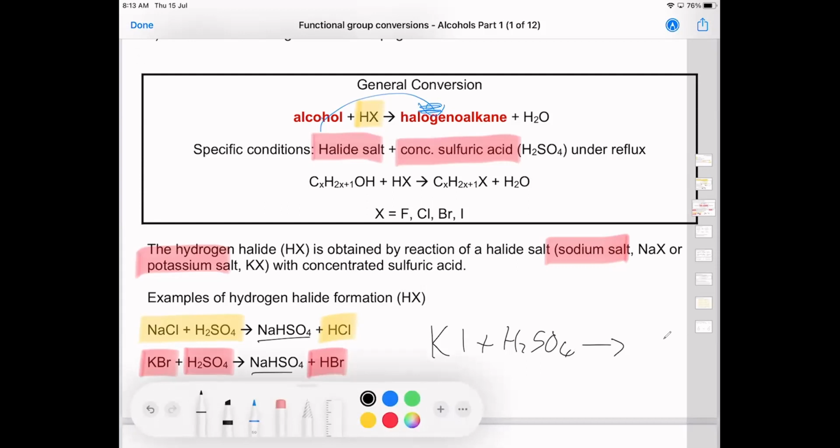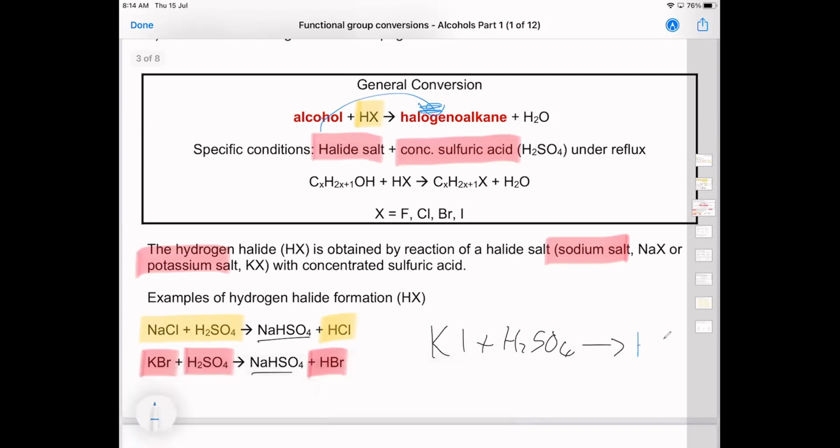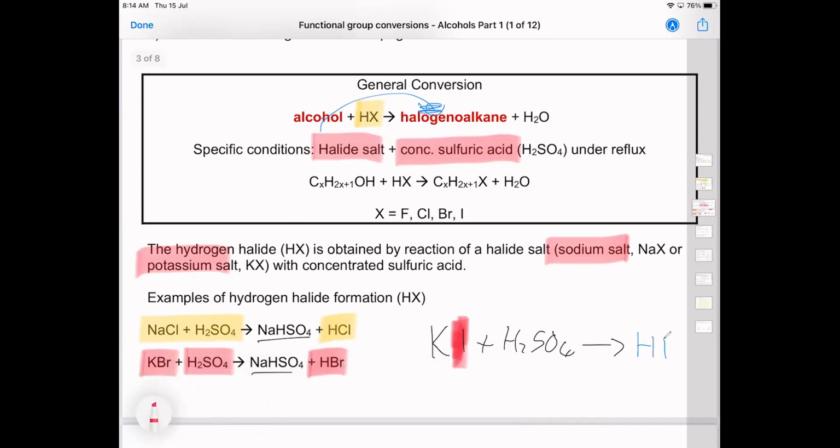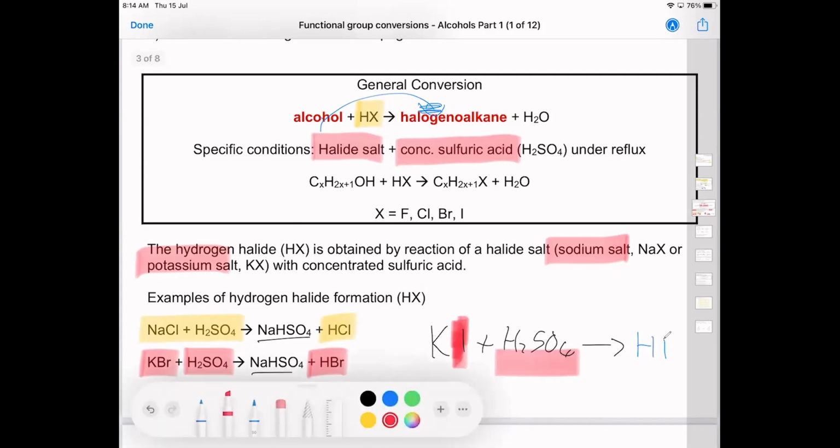Okay, cool. So Stefan, what's the hydrogen halide formed? Hydrogen iodide. Correct. So HI. So it's as simple as that. All you're really doing is identifying the fact that there's iodine here, and then you're reacting it with the concentrated H2SO4.